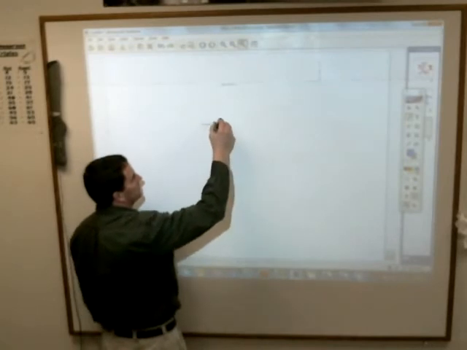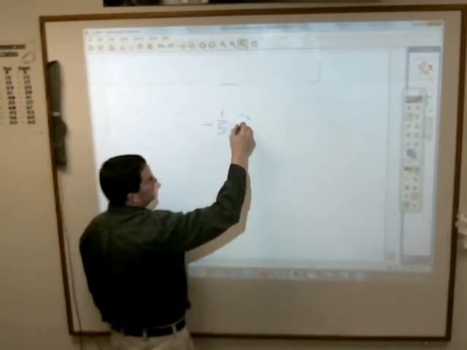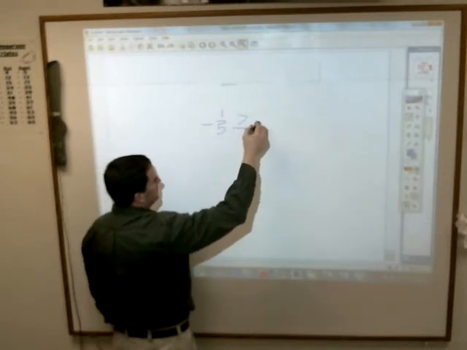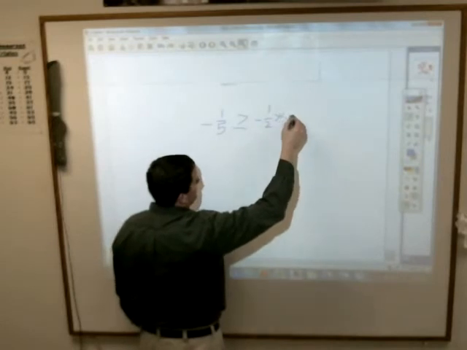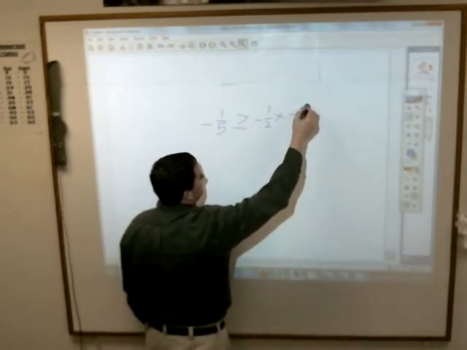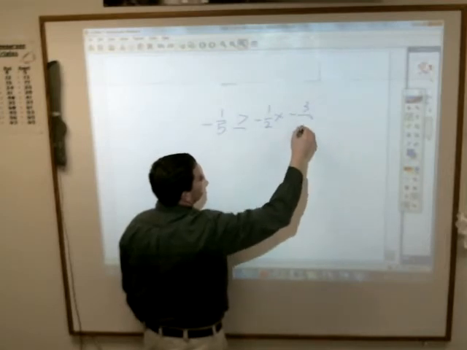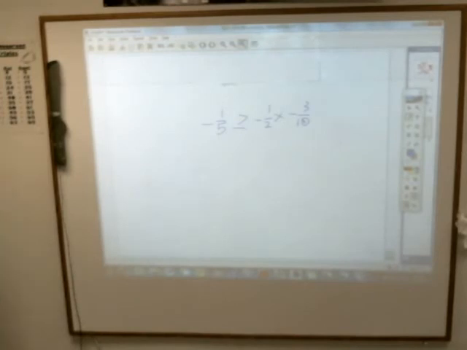How about this? Negative 1/5 is greater than or equal to negative 1/2 x minus, I don't know, 3/10. Let's see where we end up with that.